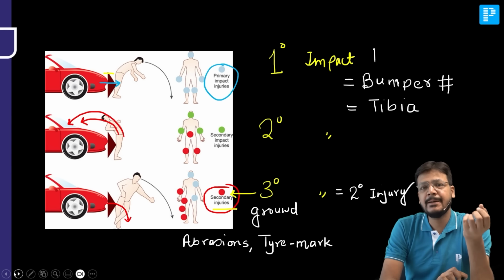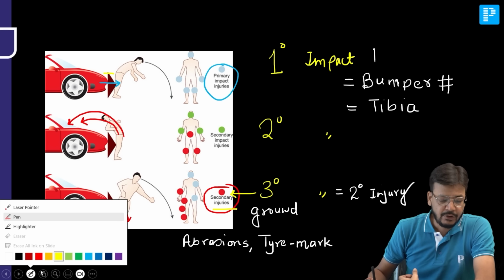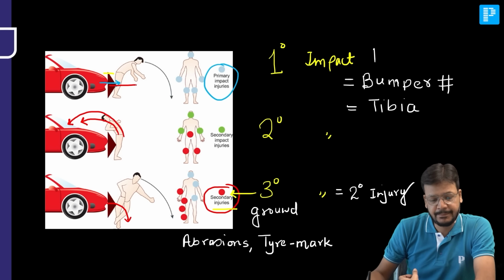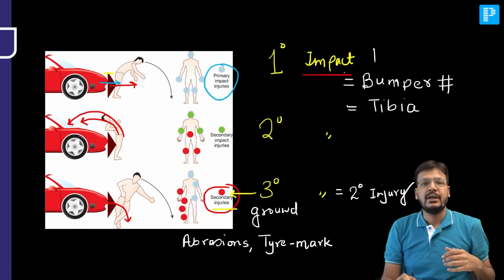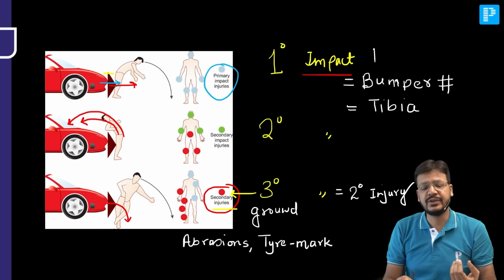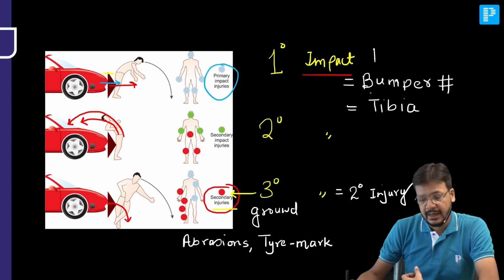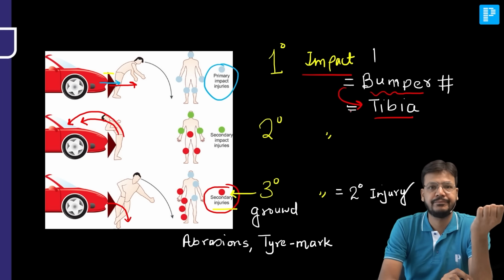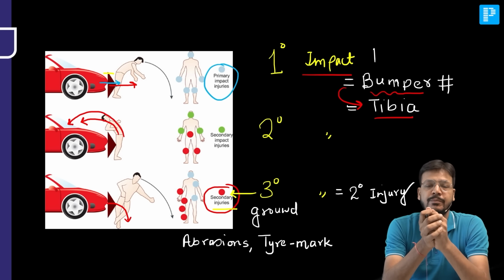Now, sir, three types of pedestrian injury. You can get a question. This is the first impact, that is the primary impact injury. If you are a pedestrian and you are hit first, that's a primary impact injury. In primary impact injury, there is a bumper fracture of the tibia bone because it is hitting on the leg. So bumper fracture of the tibia bone is seen in primary impact injury.